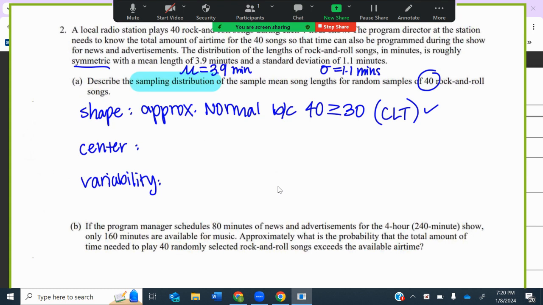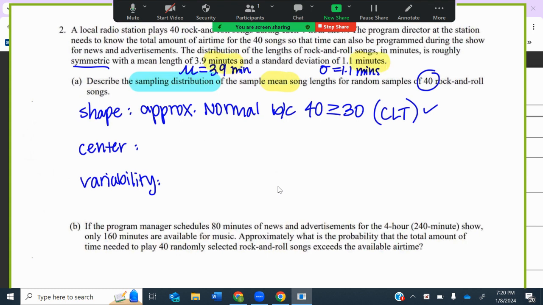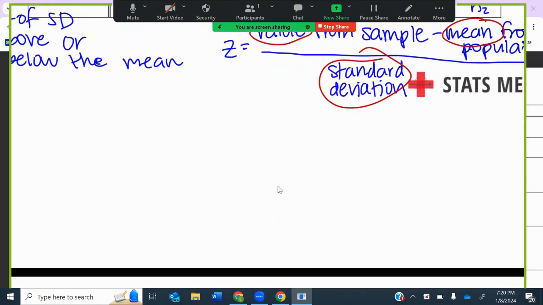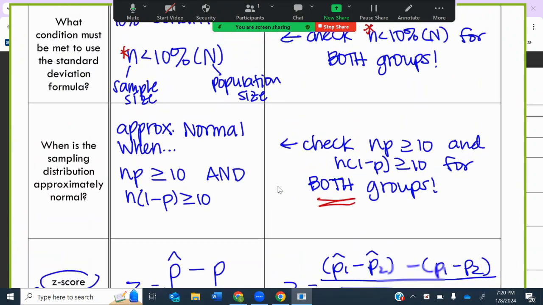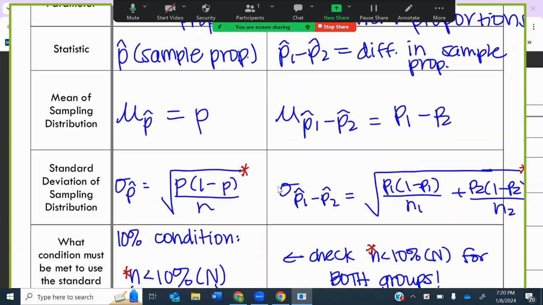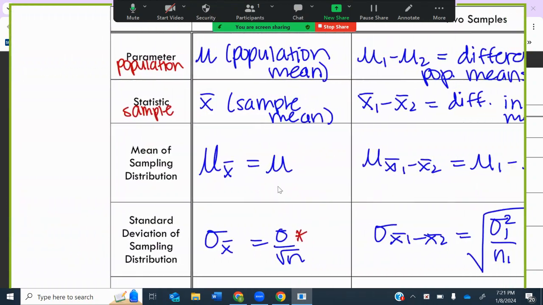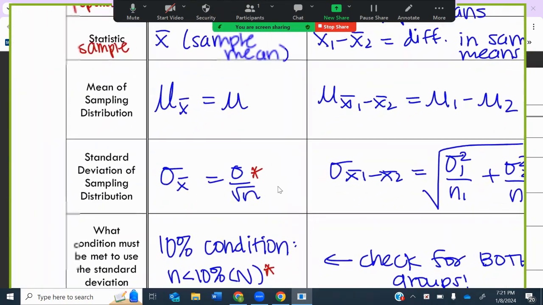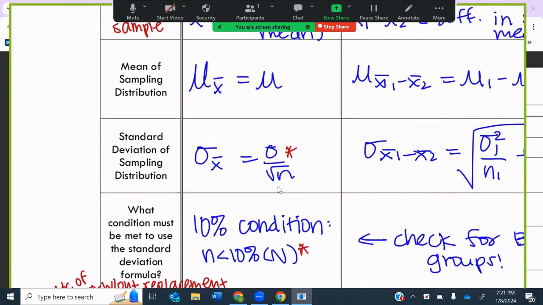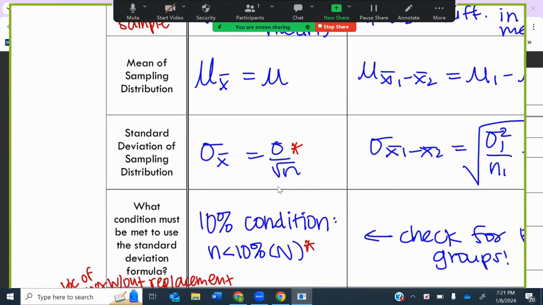Now, for the center, since this is a mean problem, let's just highlight the word mean, and that's how I would know that this is going to be a mean problem. Also notice the minutes, those are the units I was talking about, and so I would go to my mean section. These are proportions here, and then these are the 2. There's only 1 sample of 40 songs, and so these are the formulas I'm going to be using for the means. My computer's a little bit slower than I am, so I'll wait for it to show you what I'm talking about. There we go.